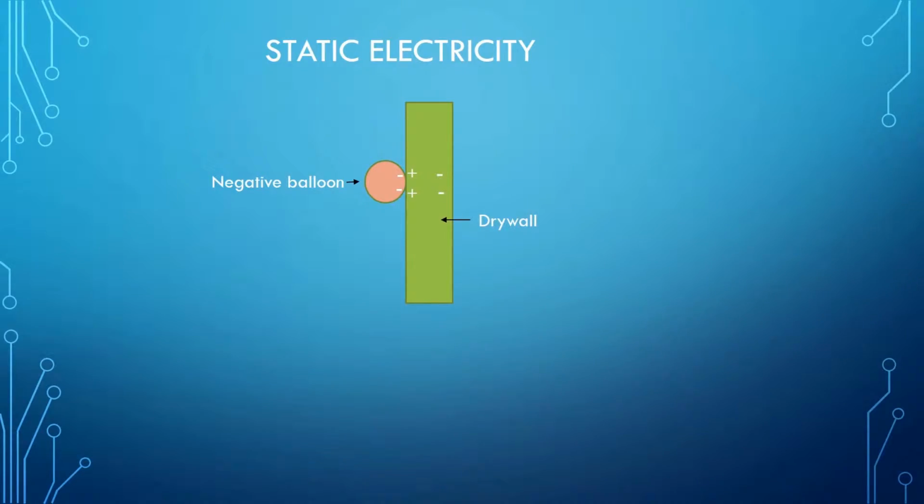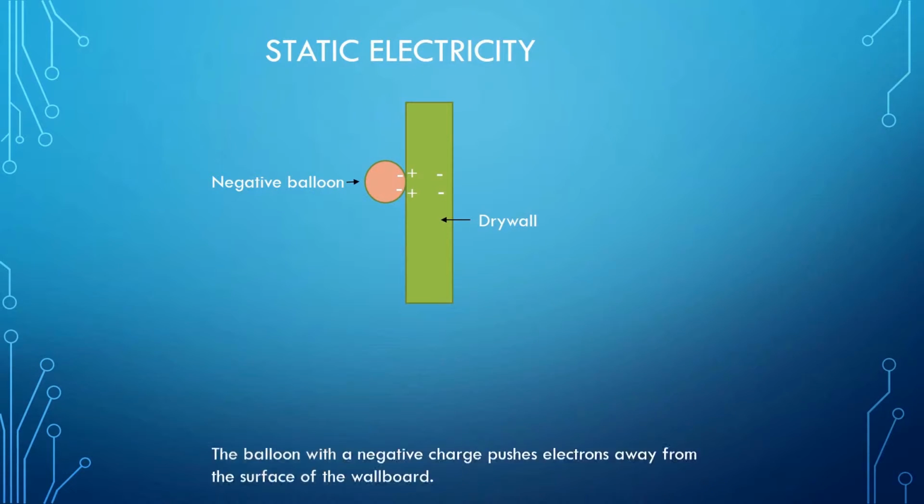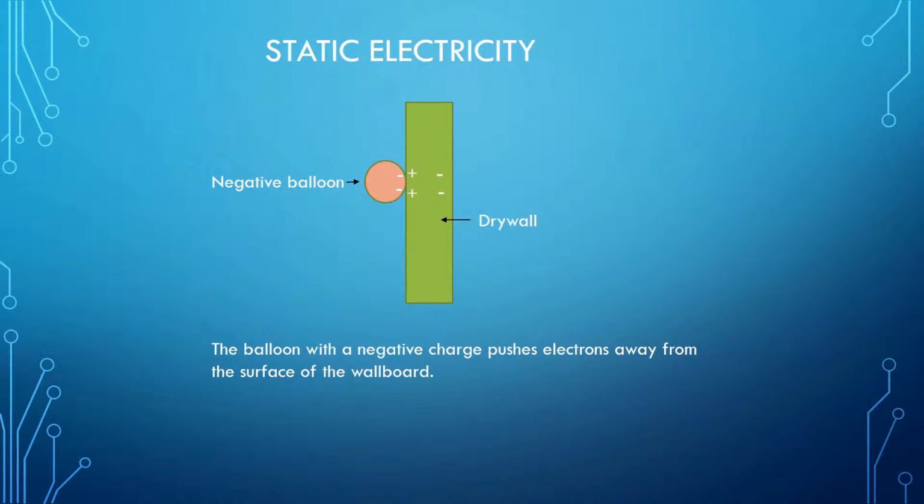Here we see the negative balloon bound fast to the drywall that on the surface has a positive charge. The balloon with a negative charge pushes electrons away from the surface of the wallboard. This allows the negative balloon to bond to the positive wallboard. This whole concept becomes important when we study current in a wire, and I'll come back to that towards the end of this talk.